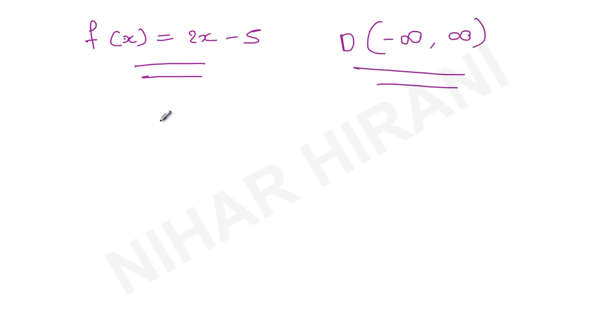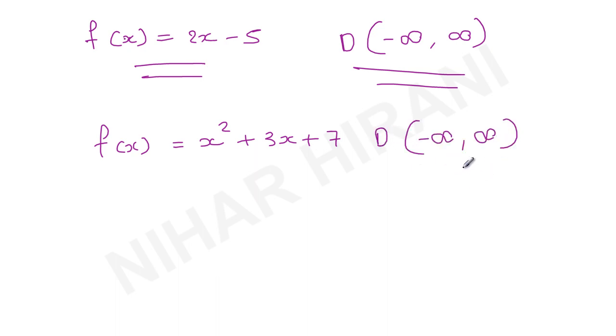Let us see one more example. f(x) = x² + 3x + 7. Now this is quadratic, but if you do not have any fraction or square roots, in that case the domain will again be negative infinity to positive infinity.